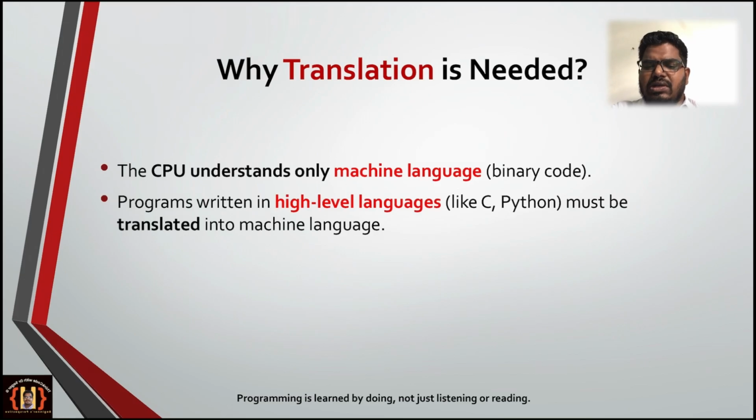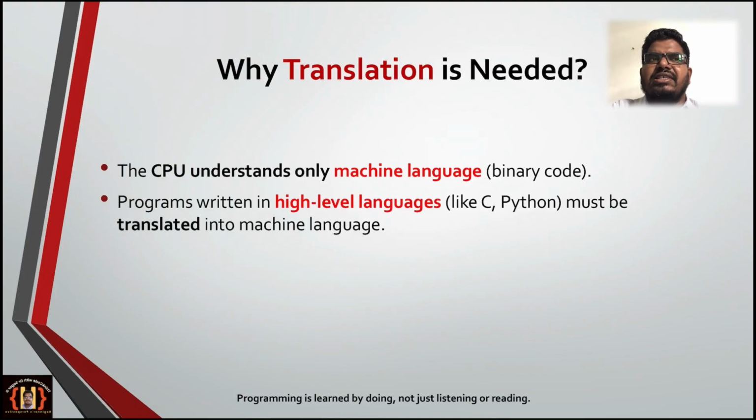Now let's see the steps. As I said, we have seen editing with the IDE. The next steps are compilation, execution, and so on. Any programming language needs to be translated first. Why is this translation needed? You know that the CPU understands only machine language. Machine language is binary code. Binary code means it includes only zeros and ones.